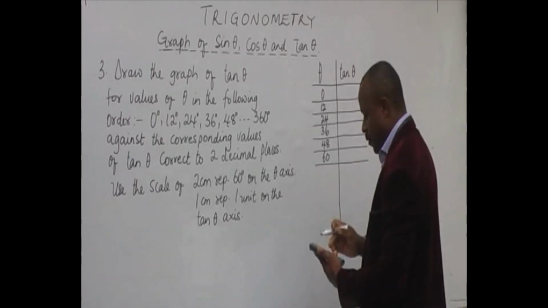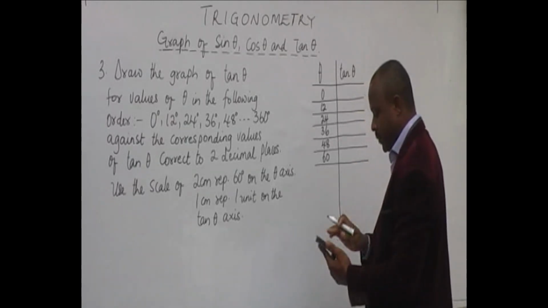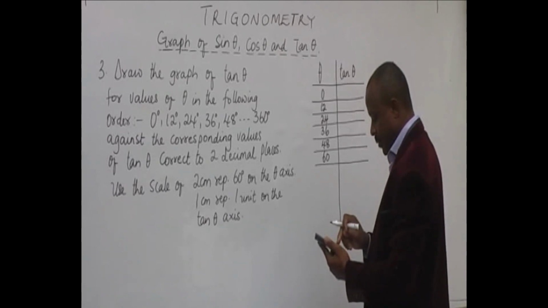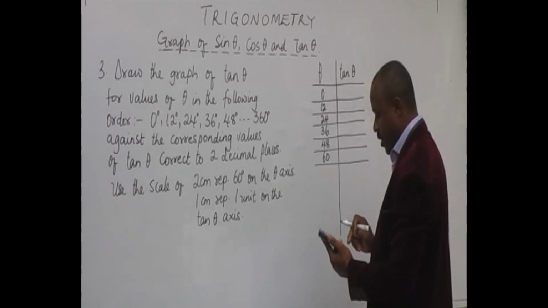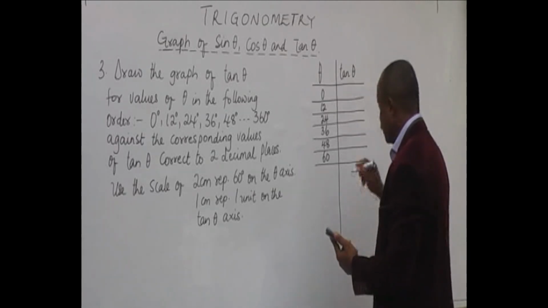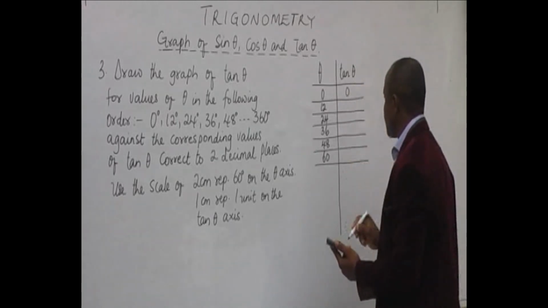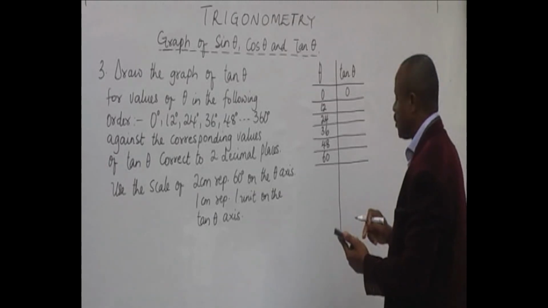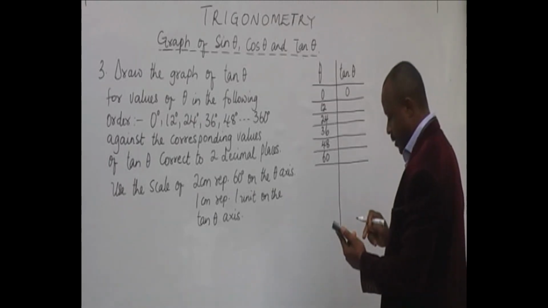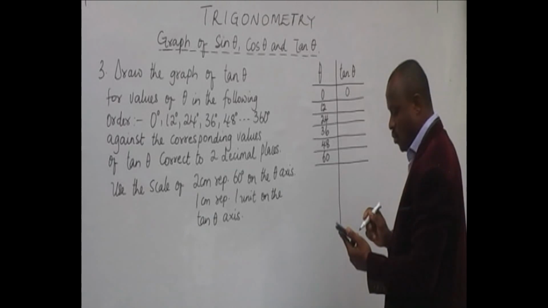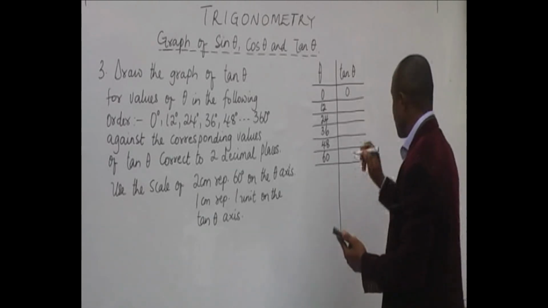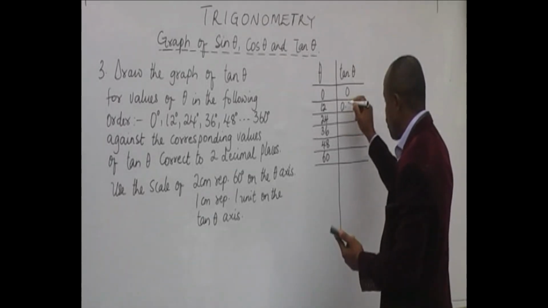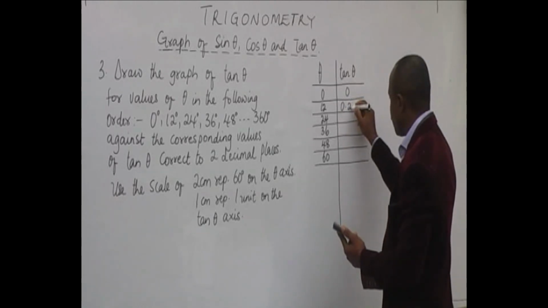So go to your 4-figure table or pick your calculator. Press tan. Tan of 0 is giving us 0. So tan 0 is 0. Then tan of 12 is giving us 0.2125. In 2 decimal places, 0.21.